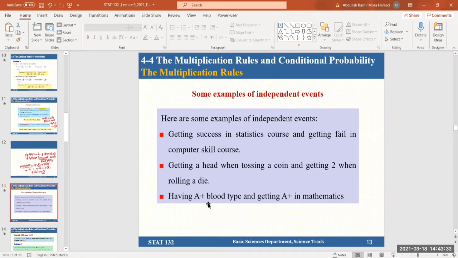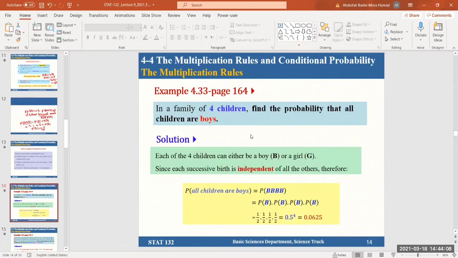Here we have examples of some independent events. Getting success in a statistics course and getting a fail in computer skills: definitely computer and statistics are independent. Getting heads when tossing a coin and getting a two when rolling a die are independent. Having an A plus in one subject and getting an A plus in mathematics, of course both are independent events, right? Let's take an example.